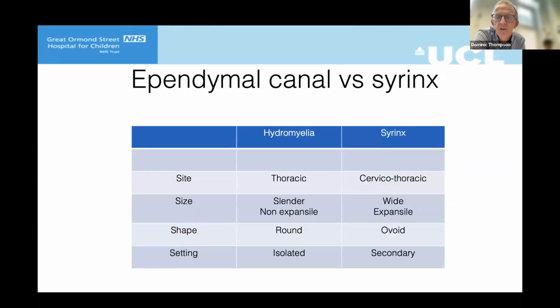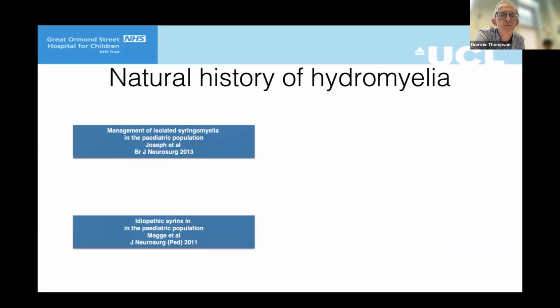The site, thoracic versus cervicothoracic. The size. In hydromyelia, it's unusual that the cavity dramatically distends the spinal cord. You will often see CSF spaces around the area of the hydromyelia, whereas in a syrinx, you can often see the spinal cord much more dilated, and sometimes the subarachnoid spaces can almost be completely obliterated. The shape of the cavity, again, typically round in the hydromyelia, but more typically ovoid in the syrinx. And the setting, the background in which this happens, again, hydromyelia, almost by definition, has no associated pathologies, whereas the syrinx, as I said already, relates to something which is secondary to some underlying pathological process.